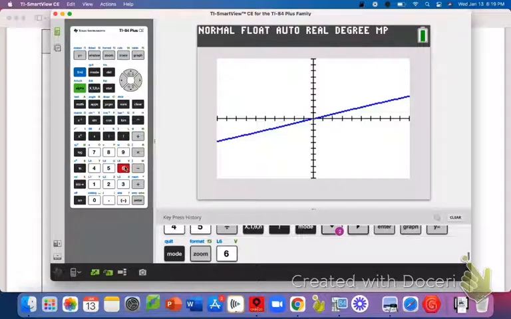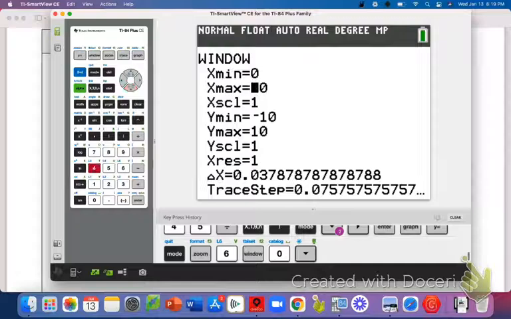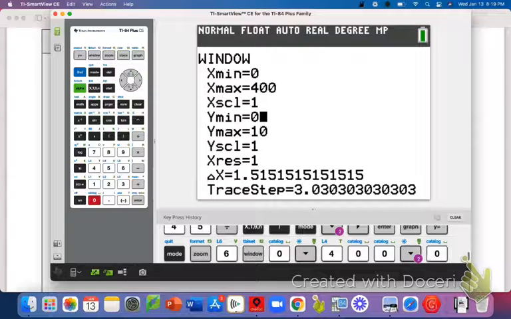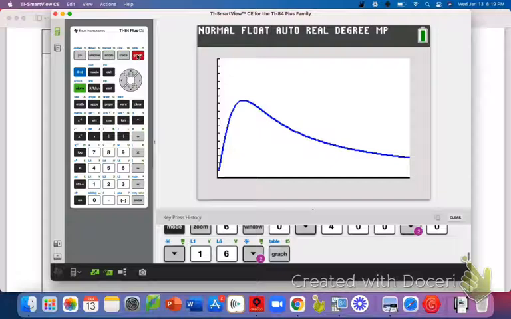So what I'm going to do is I'm going to change the window of this. So I can go ahead and hit window. I know that I can't have a 0 distance or negative distance. I'm going to make my minimum 0. I'm going to make my max 400. Just play it safe. I can't have a 0 degree or negative degrees. I'm going to change that to 0. And I'm going to change this, let's say, to 16. I just played around with these prior to doing the problem, so I know what will make it look good. All right, so there's our graph.